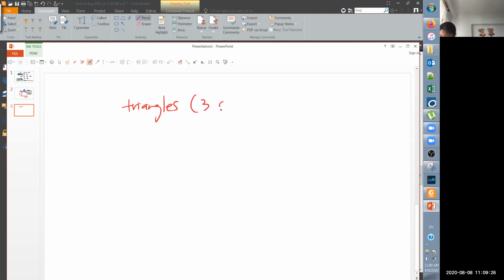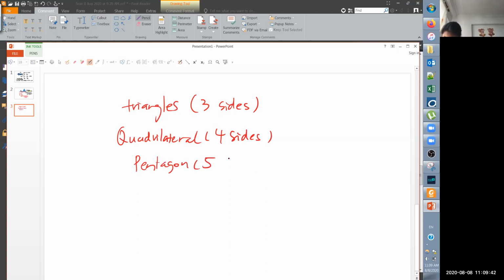Okay, this is three sides. So this is quadrilateral. So this is four sides. And then pentagon, five sides. Can you tell me six sides? What's the name for that? 记得吗？六边形。你有抄下来吗？没有。Okay.